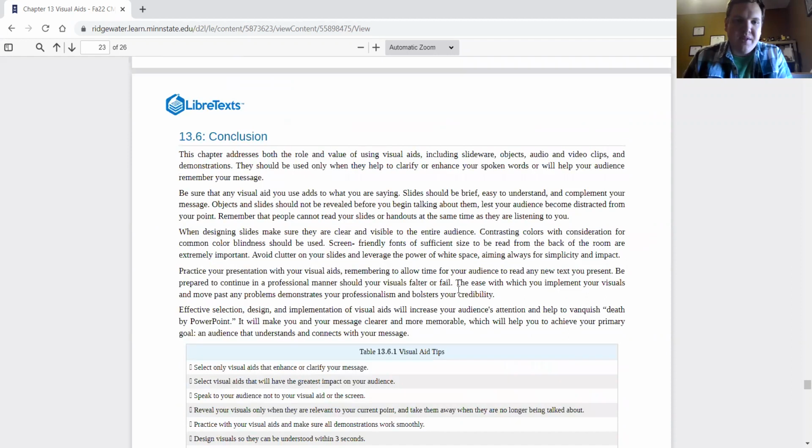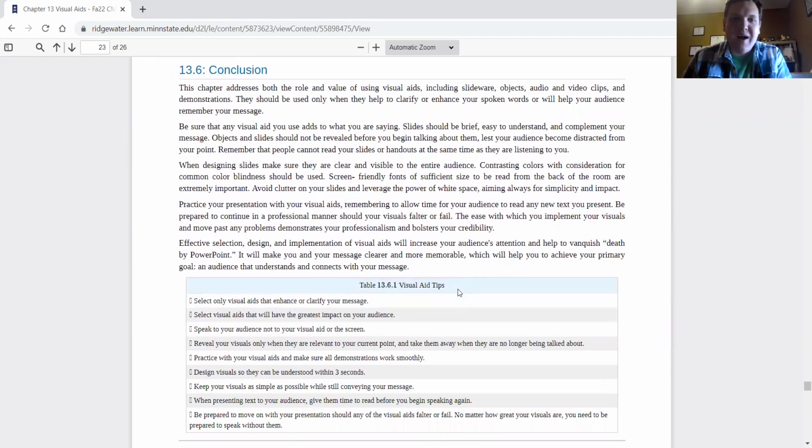So in conclusion, there are a lot of different visual aids that you can choose from, including slide decks, objects, audio and visual aids, and demonstrations, and they're always there to clarify and enhance your spoken word and help the audience remember your message. They're not there to do the presentation on their own. They're secondary resources to add to your presentation.